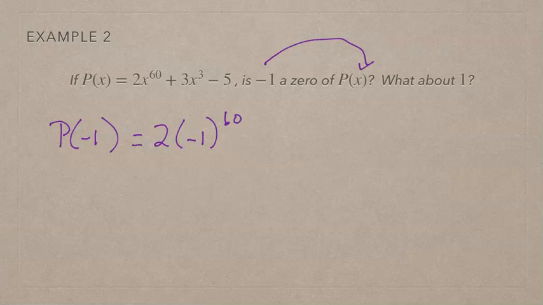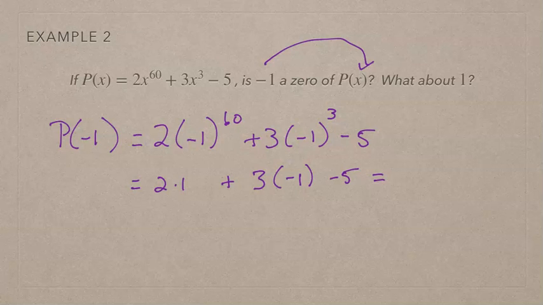Negative 1 to the 60th plus 3 times negative 1 cubed minus 5. All right. Negative 1 to the 60th, any negative number to the 60th power is positive, and 1 times 1 times 1 times 1 times 1 is 1. So this is going to be 2 times 1 plus negative 1 cubed is negative 1, so 3 times negative 1, negative 1 minus 5. So I have 2 minus 3 minus 5, and 2 minus 3 minus 5 is negative 7. Negative 7, you will note, is not 0. So negative 1 is not a 0 of p of x.